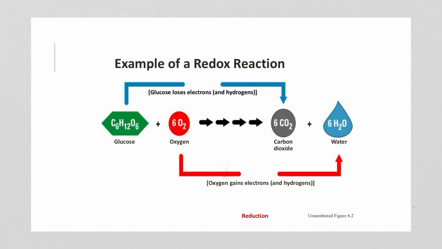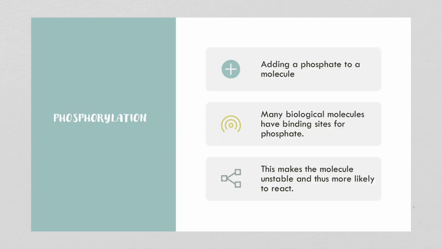Oxygen is gaining the electrons and hydrogens and being reduced to water. So those are the examples of oxidation and reduction.